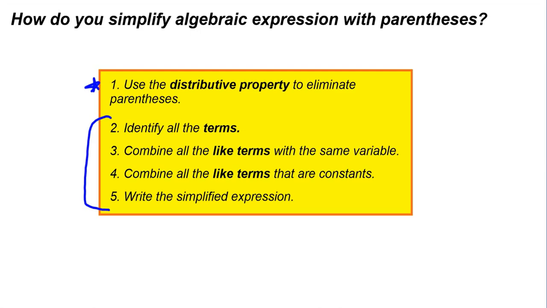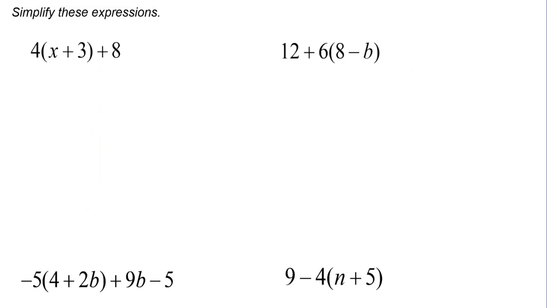So the first thing we're going to do is use the distributive property to eliminate the parentheses, then identify all the terms, and then start combining like terms that have the same variable, combining all of our like terms that are constants, and then we'll write the simplified expression. So let's look at these examples.